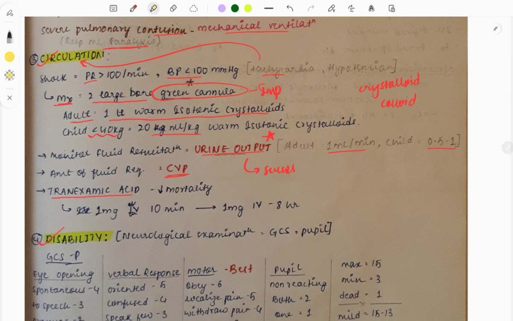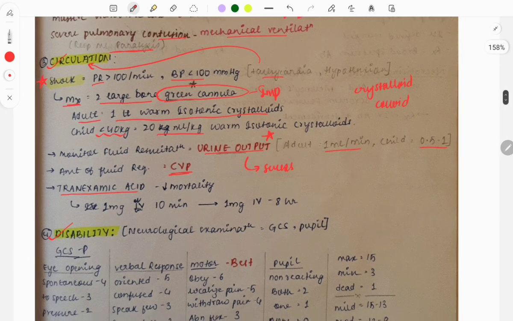The shock is also an important topic because questions are asked on the type of the shock. Clinical based questions are asked. Then its management. So how will you manage if a patient is in shock? So all these are must-do topics.